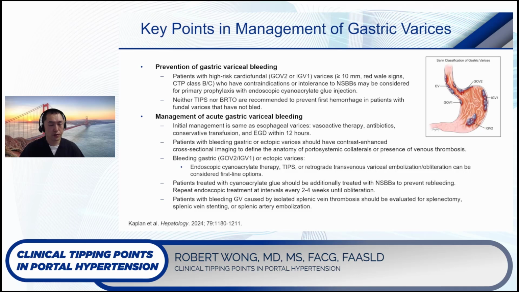And that's why the second line approach is thinking about where the varices are located, and what type of varices, and hence the importance of early EGD to help distinguish between those. When we think about bleeding gastric varices, especially the GOV2 and IGV1, and you can see what those mean based on the figure on the top right, different types of therapies, including cyanoacrylate, TIPS, or retrograde transvenous variceal obliteration, BRTO, can be considered as first-line therapies.